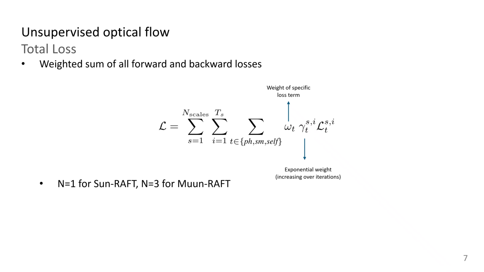After computing each of the loss terms I discussed for both directions, forward and backward, we sum them up. And we have three loss terms, and the full loss is shown here. For SunRAFT, we have one scale only with 12 recurrent iterations. For MoonRAFT, we have 3 scales and 4 recurrent iterations per scale.